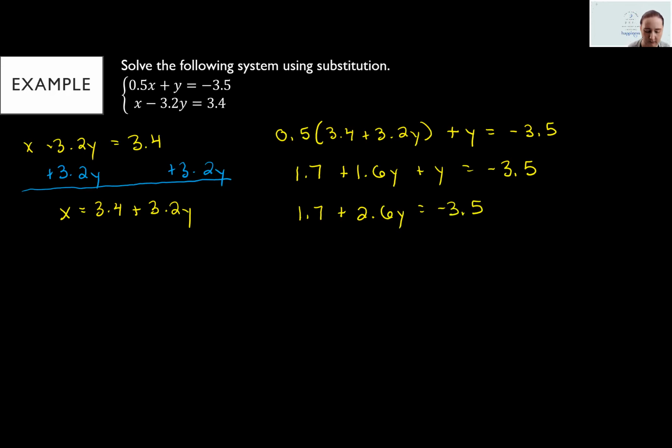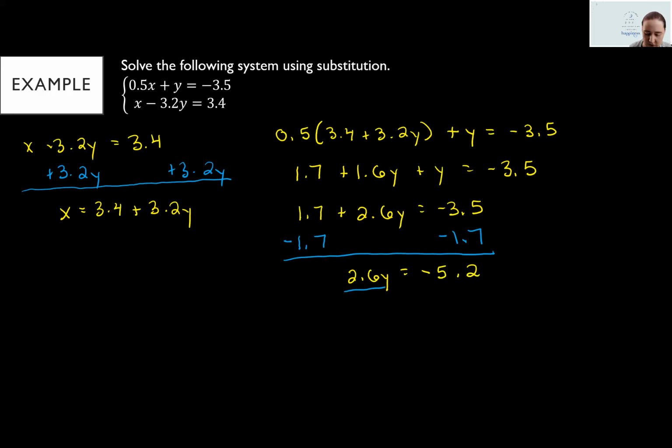Now I divide 1.7, not divide, subtract 1.7. At least I wrote the correct thing. We get 2.6y equals, and I always do decimals on my calculator because I do not trust my brain to do them correctly. So that gives me negative 5.2.